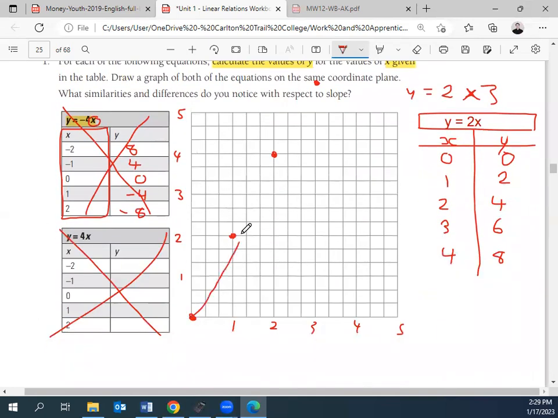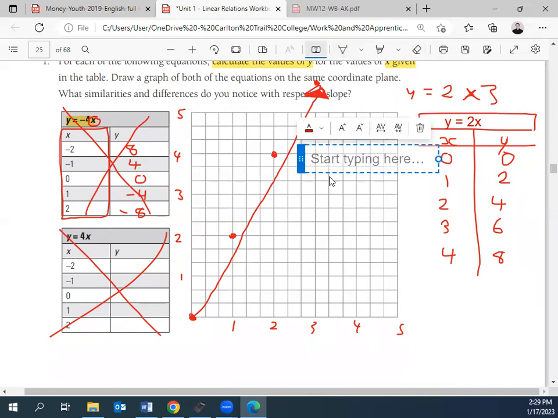What I have now is an entire line. Using that equation, I was able to make a line, and the formula of this line is y equals 2x. That's the whole thing here.